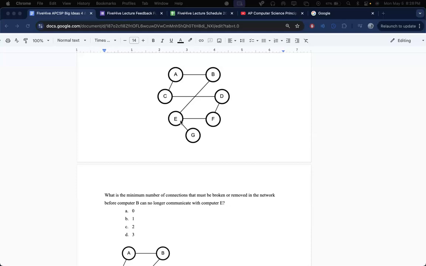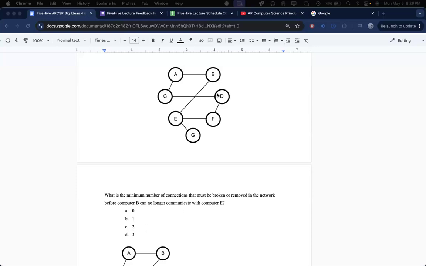And so this is a really good example to illustrate that, right? Because we can see that it can still communicate with E if we were to get rid of this line. So we would also then need to get rid of this line if we wanted to completely cut off B from E, which means the answer would be C, 2.